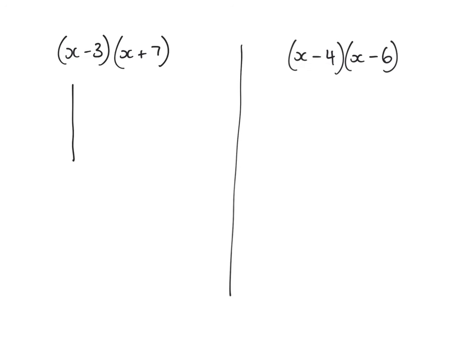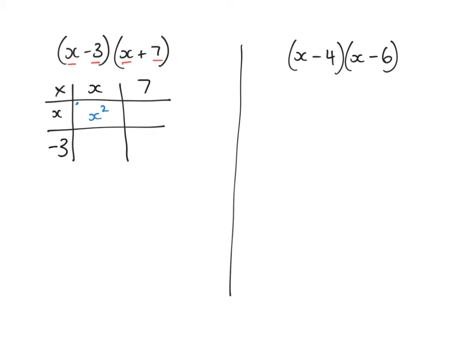If not, keep watching. So the first thing I'm going to do is draw my grid. On the left-hand side, I'm going to do my 2 parts of this bit, my x and my -3. Remember, that's a negative. And on the other one, I'm going to do my 2 terms. I've got my x and my 7. And now I'm going to do my multiplications. X times x is x squared. X times 7 is 7x.